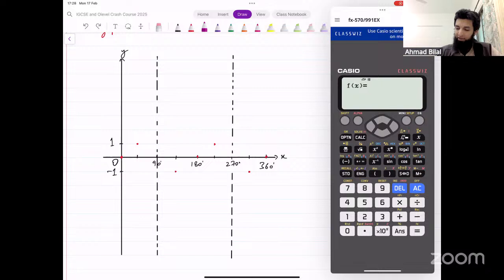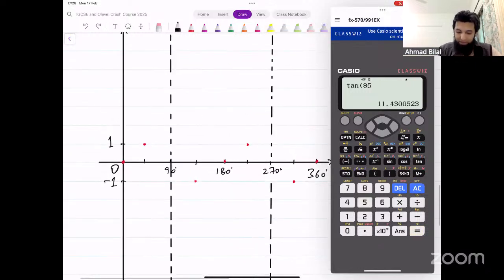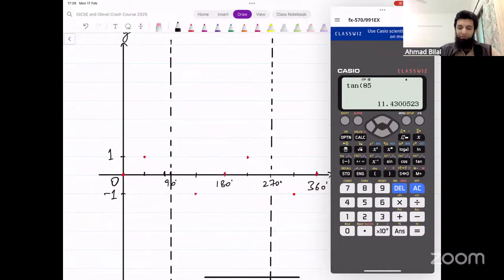At 90, tan is undefined. Now you can confirm that as well. If you put tan of 90 in your calculator, you get an error for that. Okay, tan of 90 is undefined. But in order to understand what the graph is going to look like, you can take some values close to 90. For example, if I take tan of 85, some value that's slightly to the left of 90, the y value is 11. So that's a large y value. It might be somewhere here, let's say.